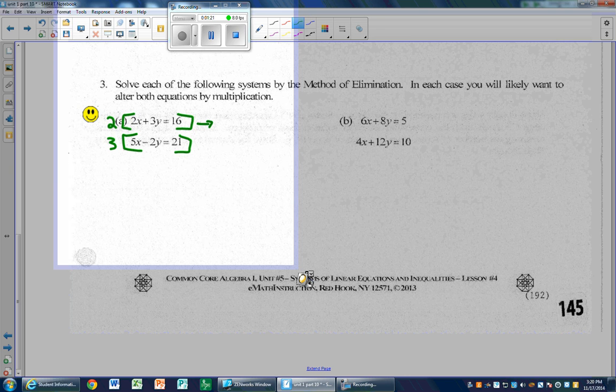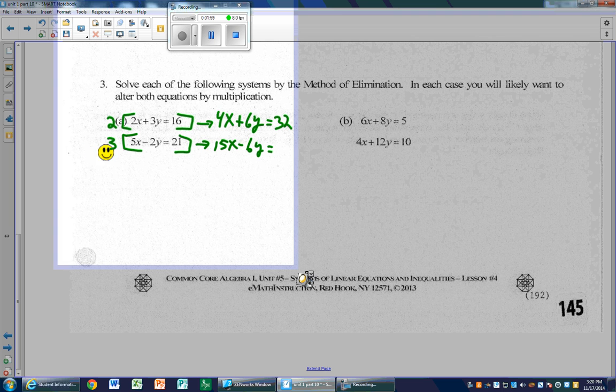Now I multiply. Distribute. 2 times 2x is 4x. 2 times 3y is 6y. 2 times 16 is 32. Same thing in the second equation. Take the 3. 3 times 5 is 15x. The 3 times the -2 is -6y. I know I'm not saying my variable. And the 3 times 21 is 63.